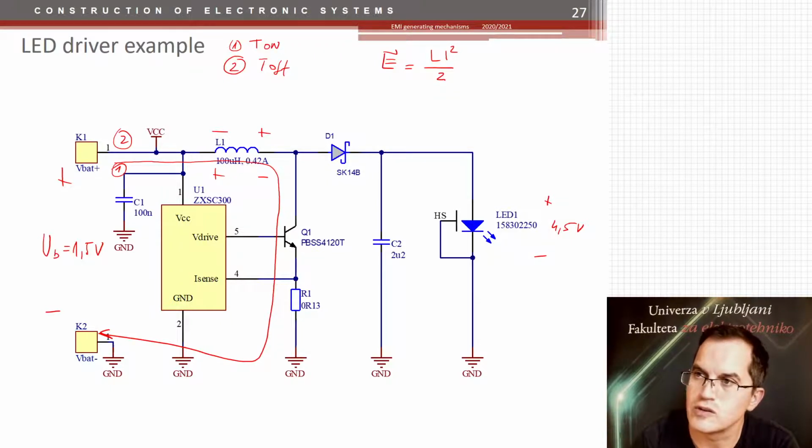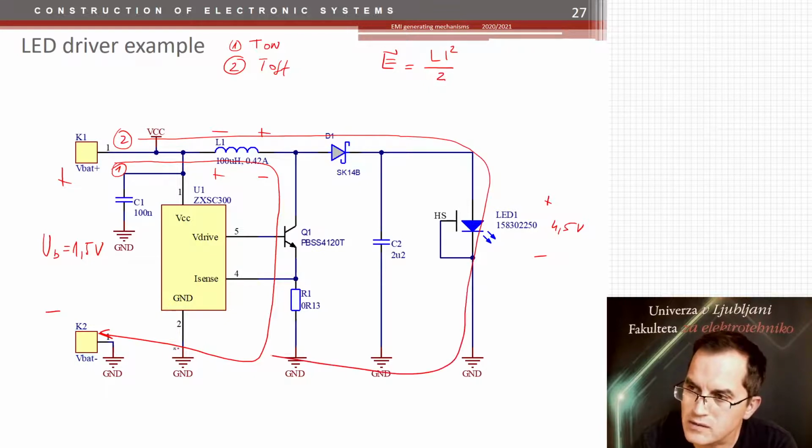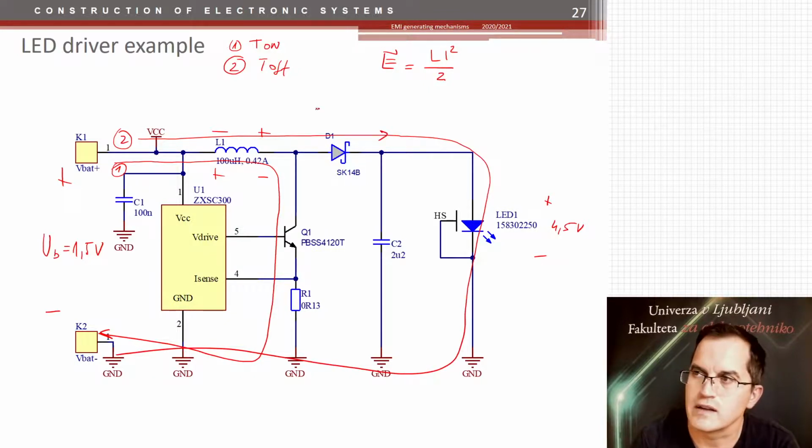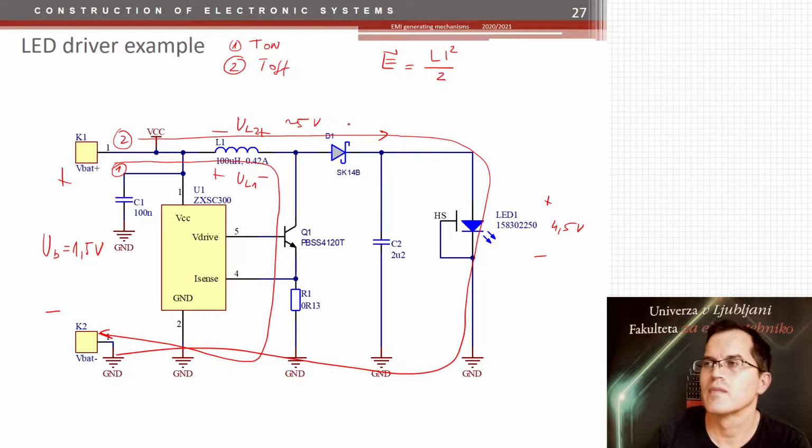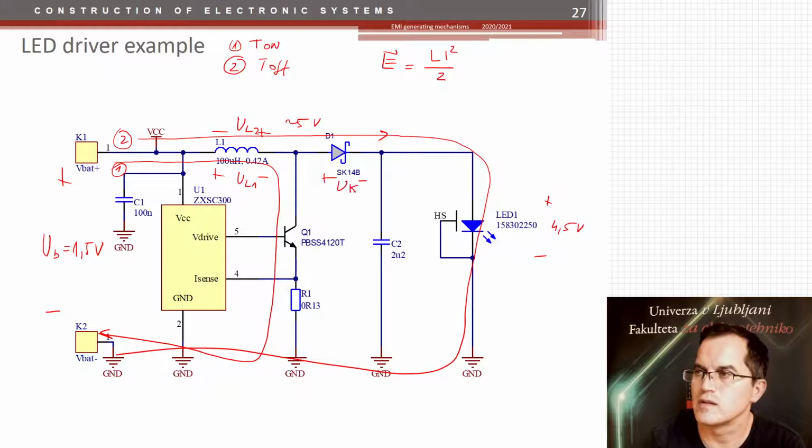And therefore, when the voltage changes, the current flows through the diode and through the LED back. Why does it flow like that? Because the voltage now here is the sum of the input voltage, the battery, plus the voltage on the inductor, UL. Now the voltage here is 4.5. Here we have the voltage on the diode, so it might be around 5 volts here, approximately, since we have the forward voltage drop on the diode.